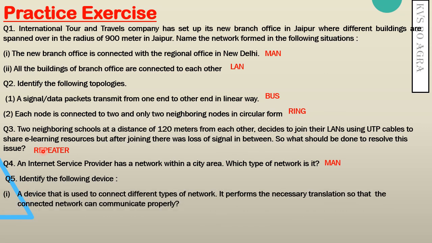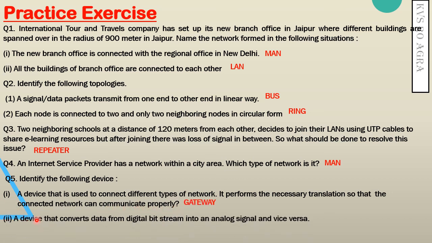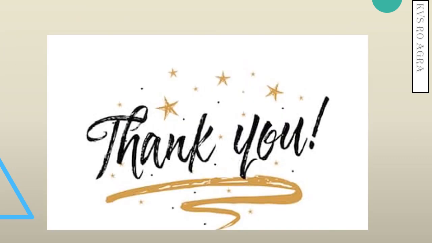Identify the following devices. A device which is used to connect different types of networks. It performs the necessary translations so that the connected networks can communicate properly. So this is a gateway. A device that converts data from digital bits into analog and vice versa. This is a modem.